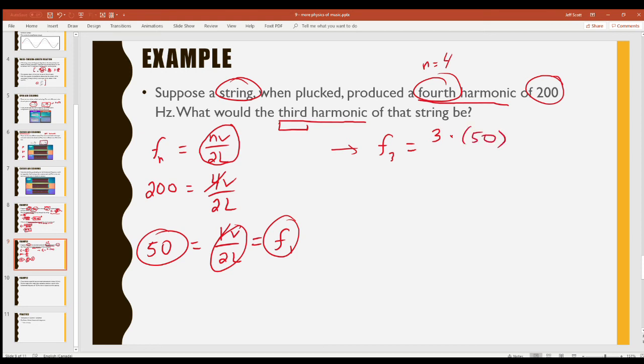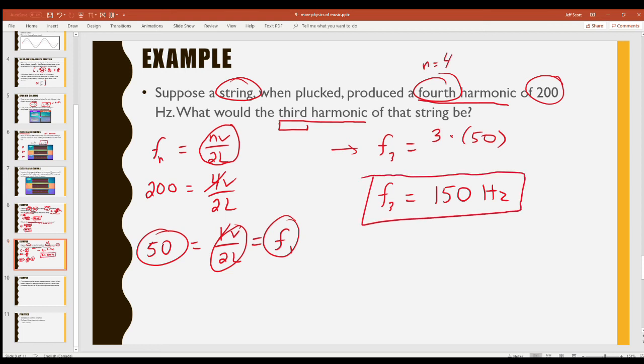Long story short, no matter how you think of this, we're going to see that our third harmonic frequency is going to be 150 hertz. And we do want our answer to 3 sig digs because that was what was given in the question. So 150 hertz is a perfect final answer.